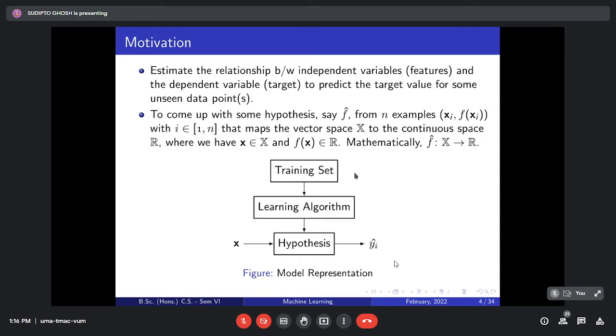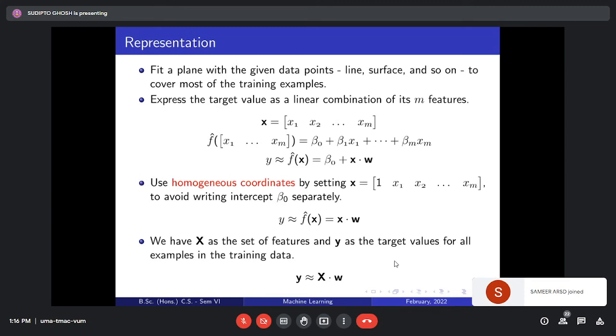And this is just a representation of our thinking that we will have some training set. We will apply some learning algorithm that will learn something from the training set, and then it will come up with some hypothesis. In this hypothesis, we will input some X and it will give me some Y. So that is our motivation behind it. If we are good with this, then I can move ahead to the representation part.